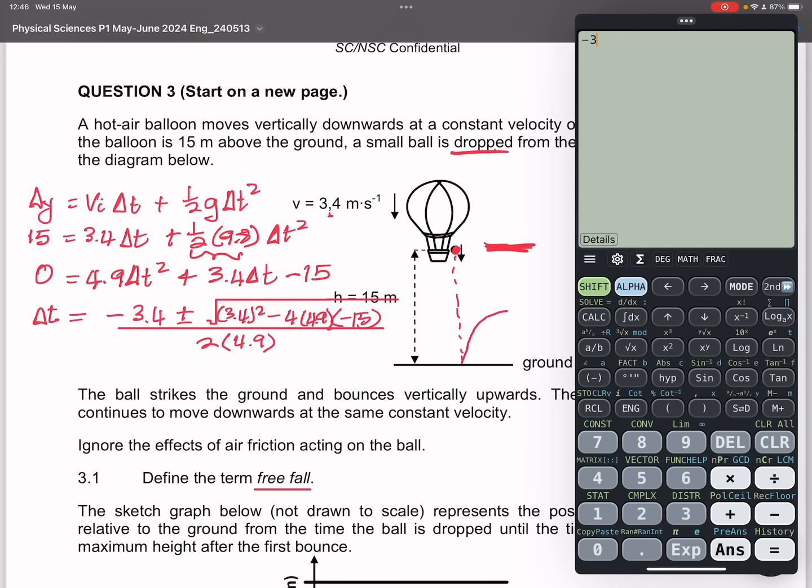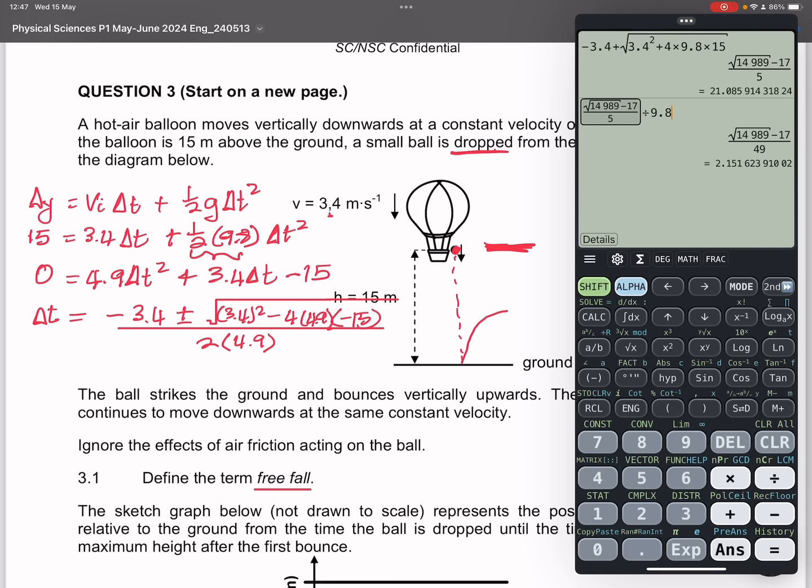So that's negative 3.4. I'm going to start with the one with the positive, plus the square root of 3.4 squared plus 4 times 9.8 times 15. Right, let's find the answer there. This gives us, divided by 9.8, 2 times 4.9, that's 9.8.